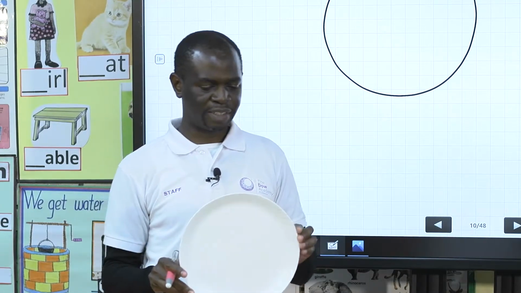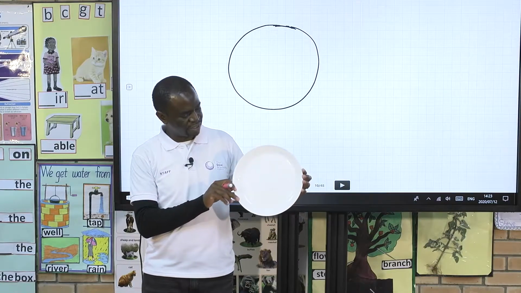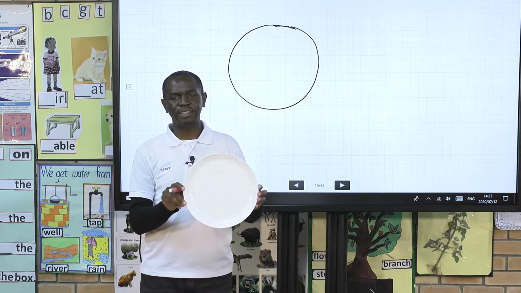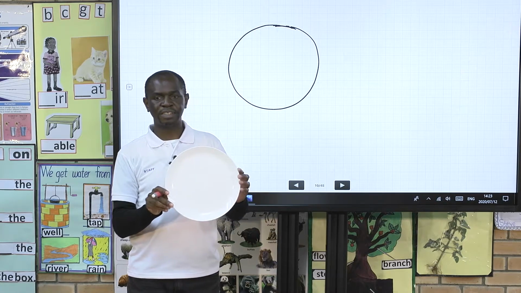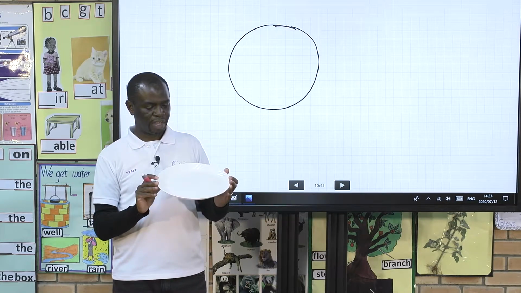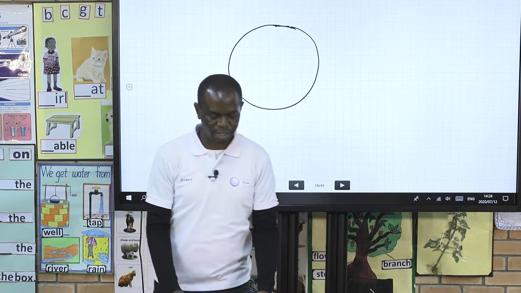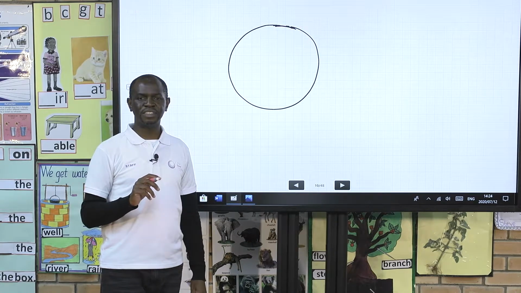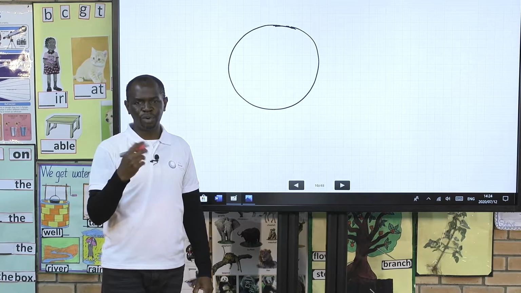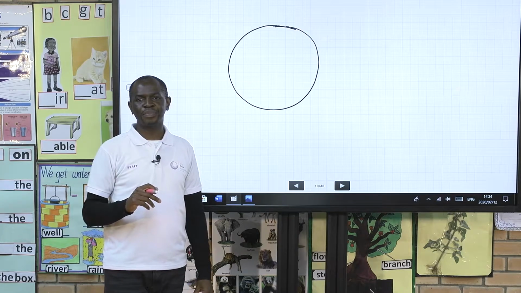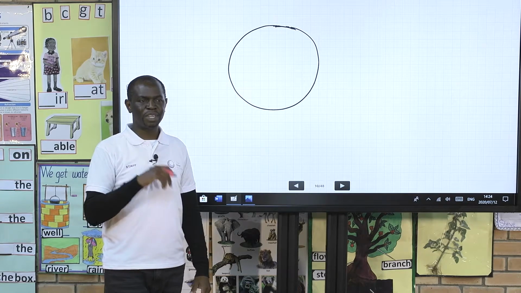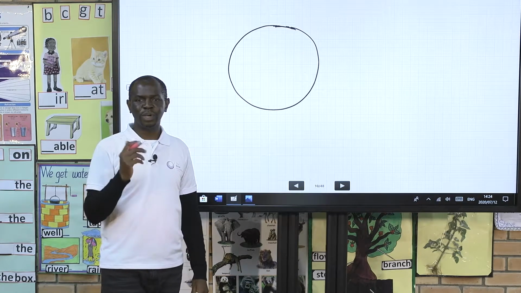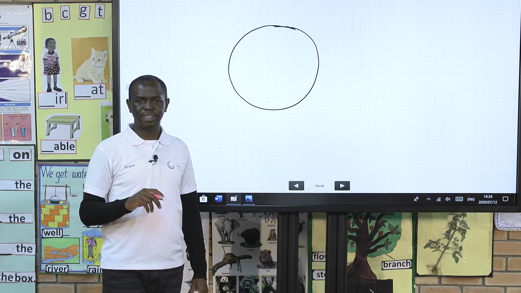We have this plate. Though it is white, it's still a beautiful plate, and this plate is circular in shape, and we know what a circle is all about. A circle is an interesting shape, and we need to learn more and more about it. What is a circle? If somebody asked you what a circle is, what answer would you give them?